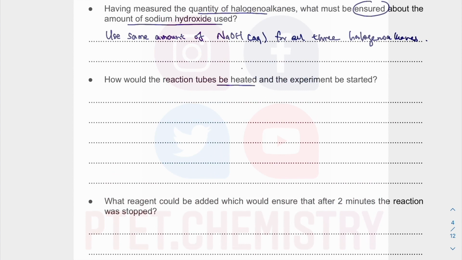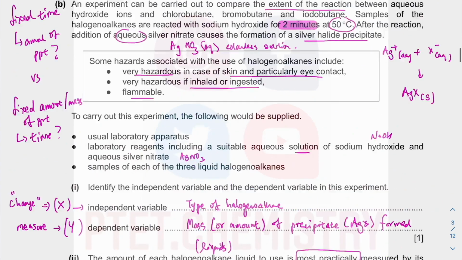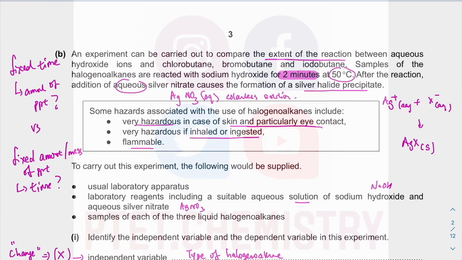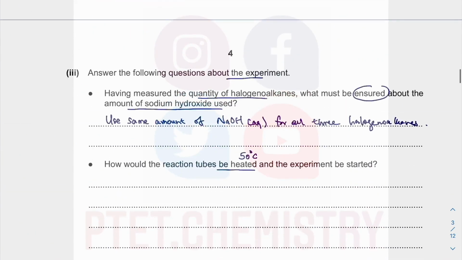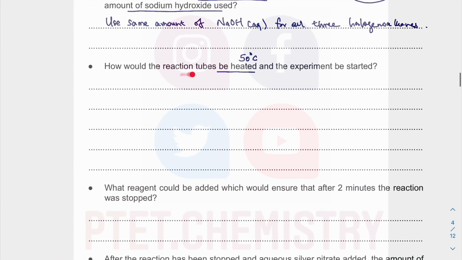Remember earlier they say it was at 50 degrees Celsius. If you forget about it, you should have read the question earlier. It says you did it at 50 degrees Celsius for 2 minutes, alright? The thing is, how can you ensure that it is heated up to 50 degrees Celsius? And how do you start the experiment? So there's 1 and there's 2.